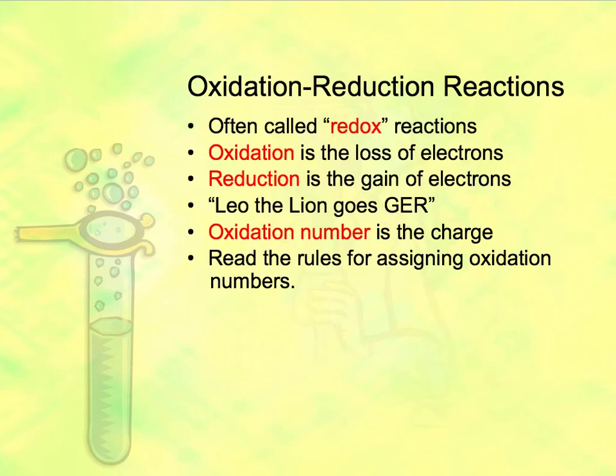The other definition that you need is that the oxidation number is the charge. Remember, anything in red on this screen is something you should be writing on your reading guide that I gave you, or the notes. And finally, the last point here, read the rules for assigning oxidation numbers. They're listed on that page. Most of them, if you read through them, should sound familiar.